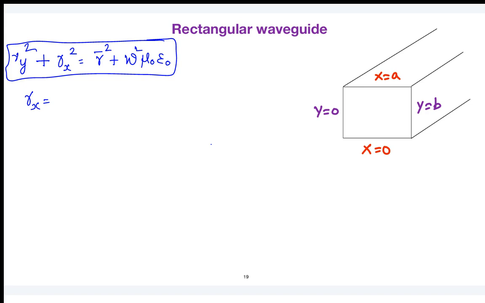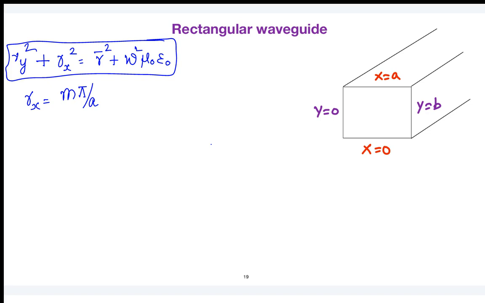No. What I was asking here was, when you are talking about gamma x, you remember I applied the boundary conditions at x equal to 0 and x equal to a. After doing that, we got one equation for propagation along the x axis. It is an integral multiple of pi by a. Yes, sir. That's what I was asking.